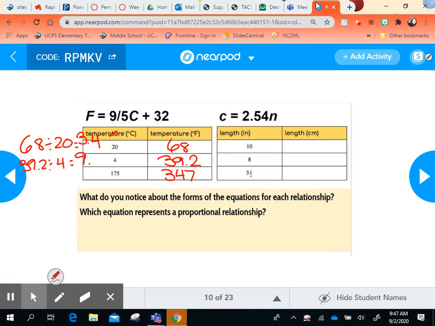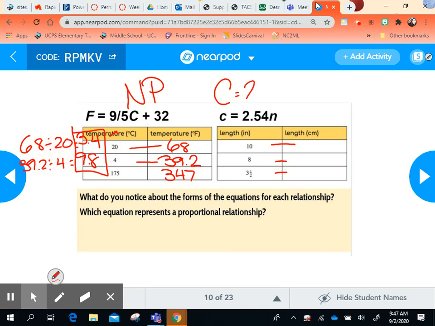9.8. Okay, so even without solving the last one, is this a proportional relationship? No, why not? Because the numbers are different. Our unit rates for the first row and the second row are completely different. So it's a non-proportional relationship. So I'm going to do the first one over here with you, and then I want you to do the other two real quick.